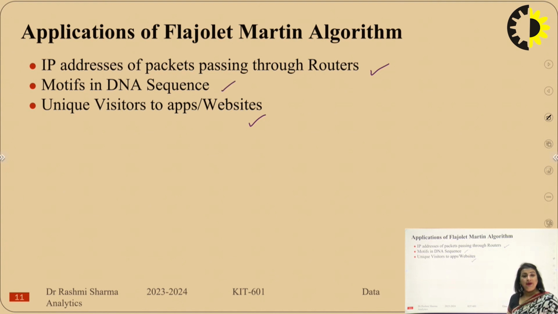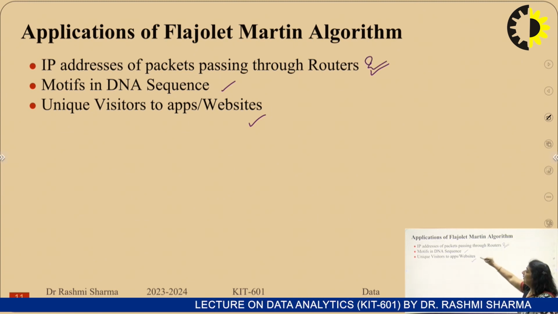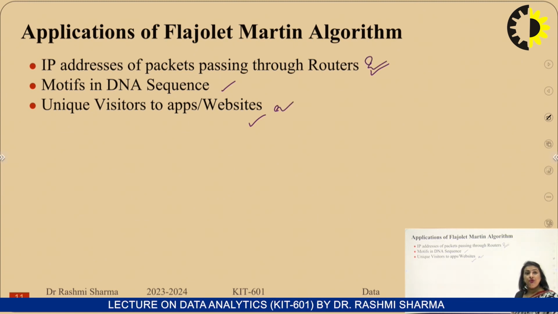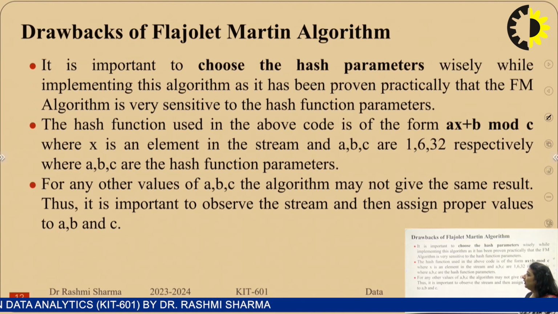Nowadays we usually go more for DNA sequences, the detection and all those things. So here also the uniqueness comes in. So these are the basic 3 applications. Definitely, each and every person is using these particular applications of the Flajolet-Martin algorithm.